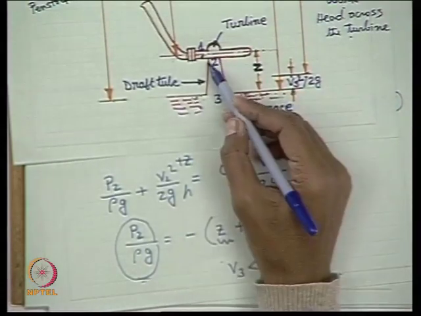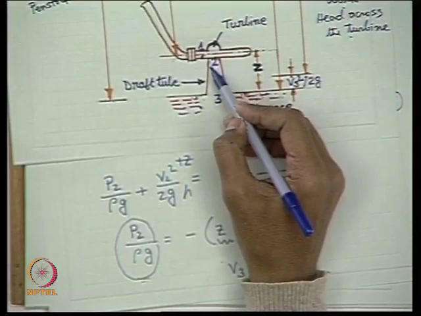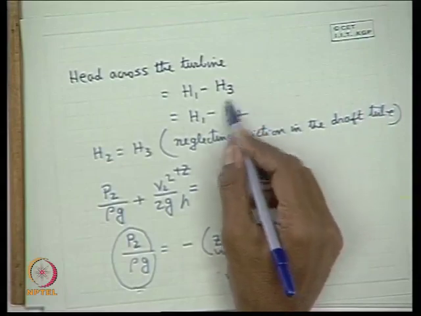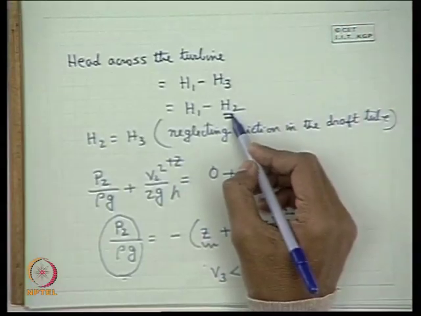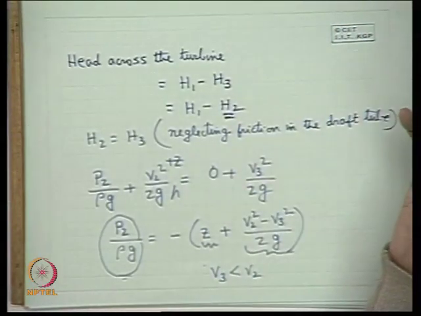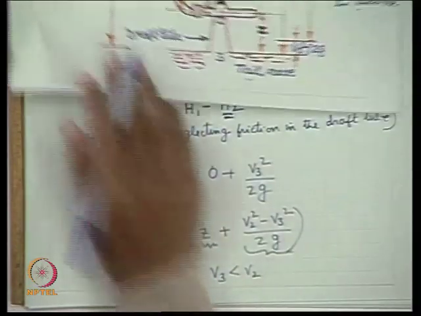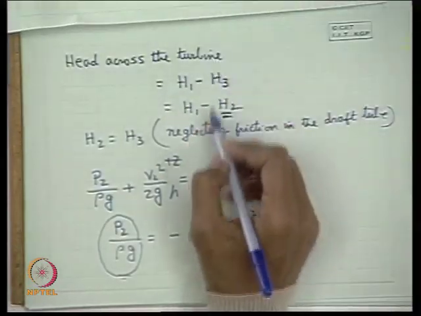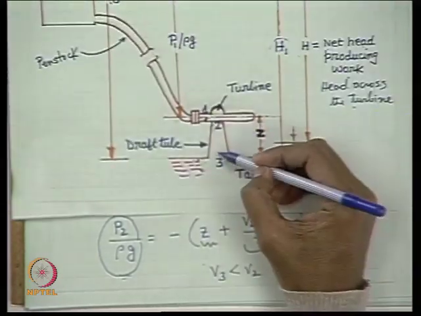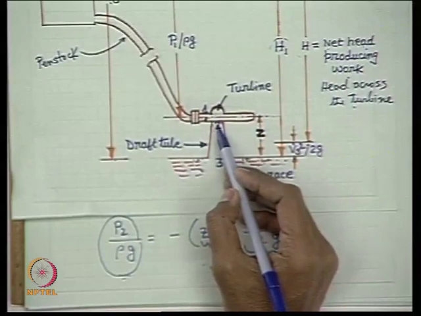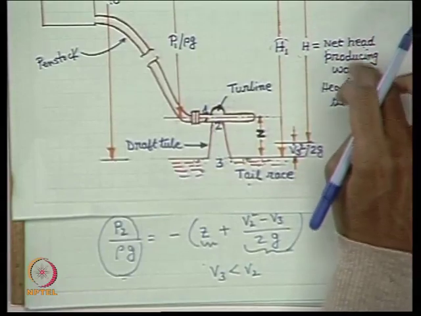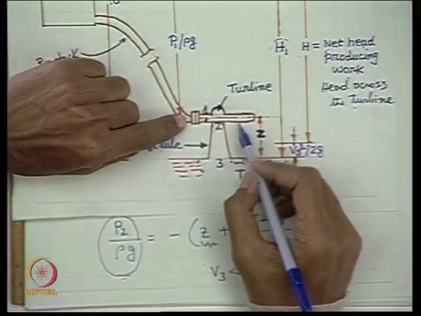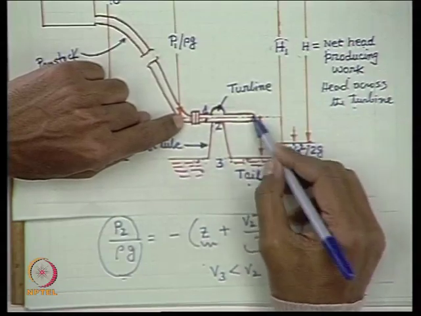So, by giving this draft tube, we can create a negative pressure here, which means precisely that this H2 is getting reduced. If you do not give a draft tube and discharge the water at the exhaust without one, this H2 will increase because there the pressure will be atmospheric. You have understood this. H2 increasing means the head across the turbine will be reduced. Therefore, the purpose of the draft tube is to create a negative pressure at the outlet of the turbine, to increase the head across the turbine, or net head producing work, by making it possible to set the turbine at a height above the tail race.